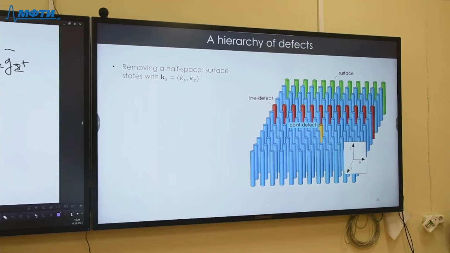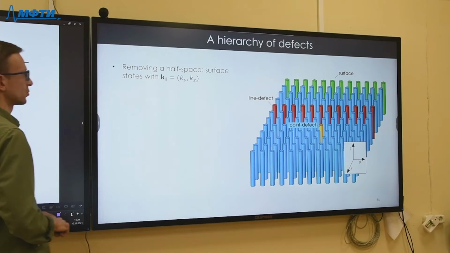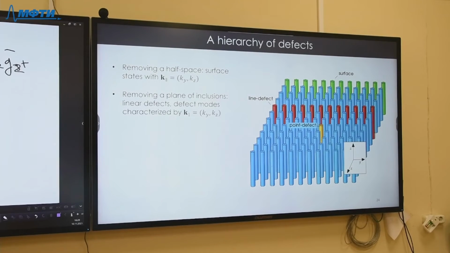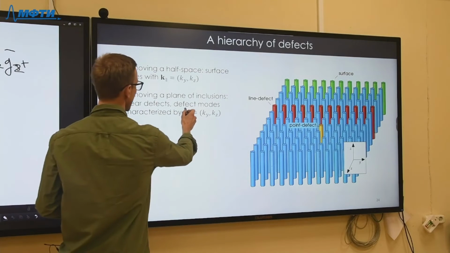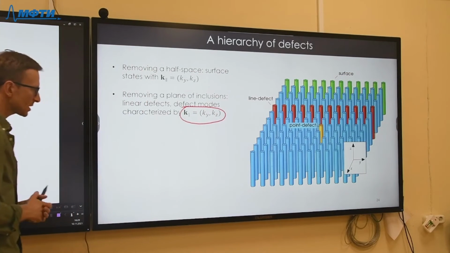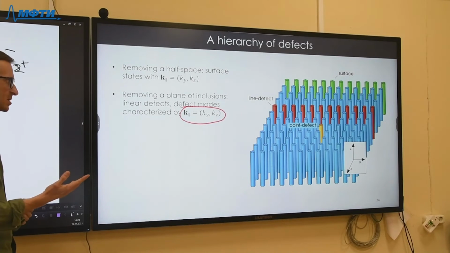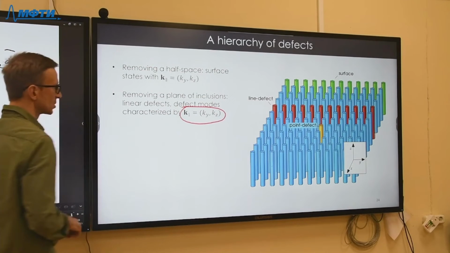But then we don't have to remove an entire half of the photonic crystal. We can remove only a single plane of inclusions, a single plane of unit cells. For example, we can remove a single film from a one-dimensional photonic crystal. That will create a linear defect and will give us access to defect modes, which will be characterized by some two-dimensional wave vector, because the system will be periodic or translationally invariant in at least two dimensions.